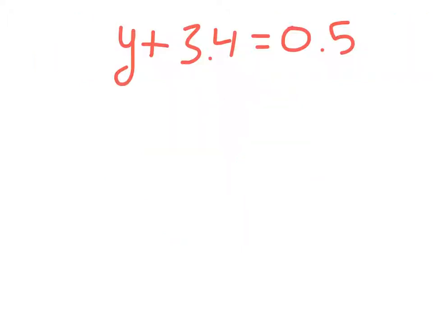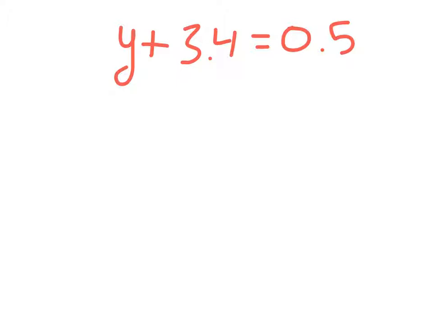This is example B in your book on page number 4. y plus 3.4 equals 0.5. We're going to attack this one the same way we attacked the last one. In order to solve and get y all by itself on its side of the equal sign, we need to use the inverse operation of addition. We see the addition sign right here. We could go back and check, but I already know that the inverse operation of addition is subtraction.